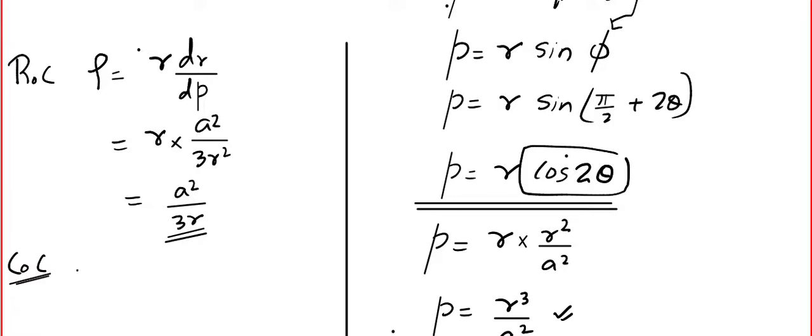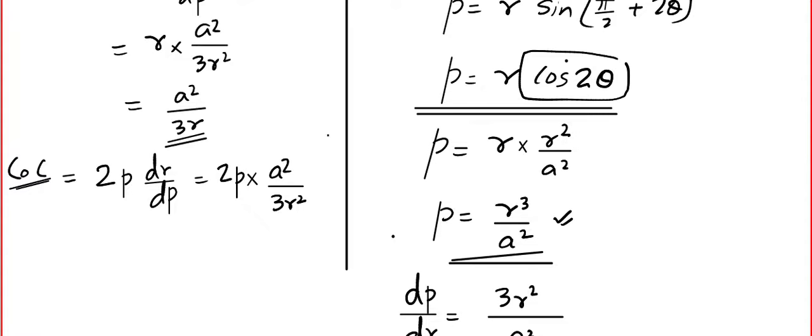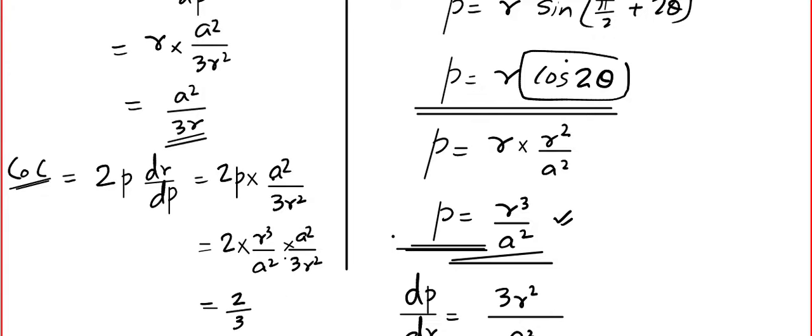If they ask you to find these things, then the formula is 2p dr by dp, and that will be 2p times, what is dr by dp? We just found a square by 3r square, and that will be 2 times, what is the p value here? r cube by a square times a square by 3r square, and that will be 2 by 3, everything gets cancelled, and into r. That's it.